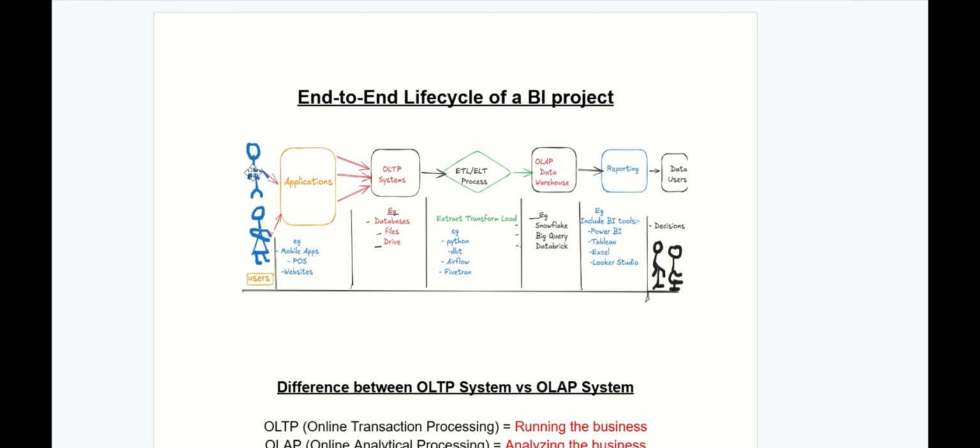So here we have the users. The users interact with the application, and then the data is stored into these systems, and then the data is pulled into this system, where we do the transformation, and then the data is stored into another system, and then we do reporting, and finally we use our data for the decision. So let's start from here.